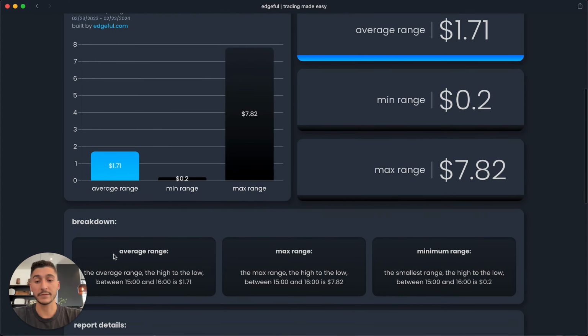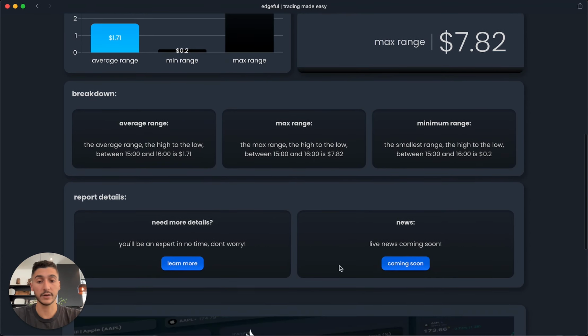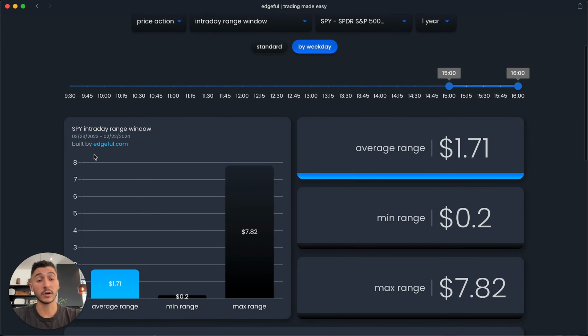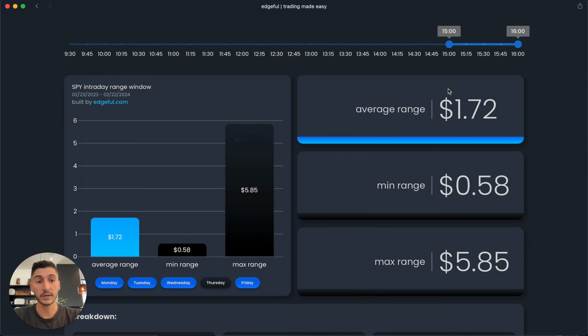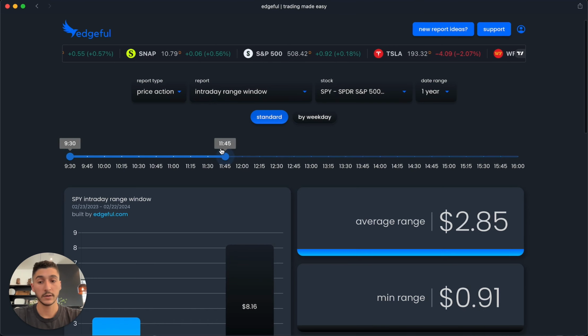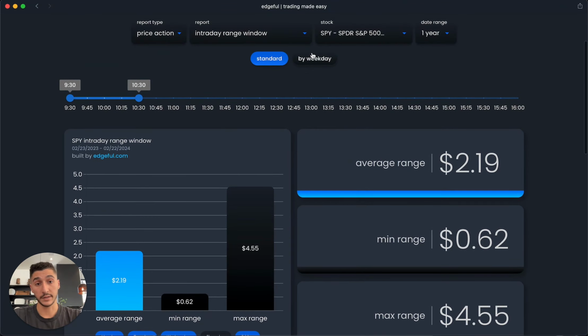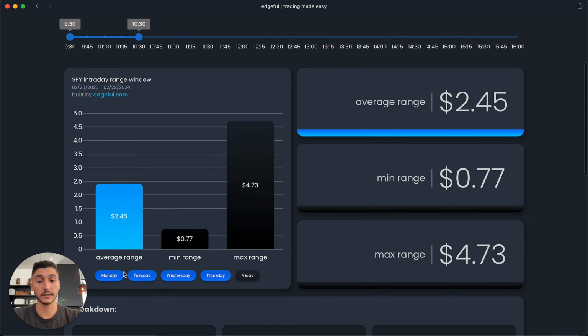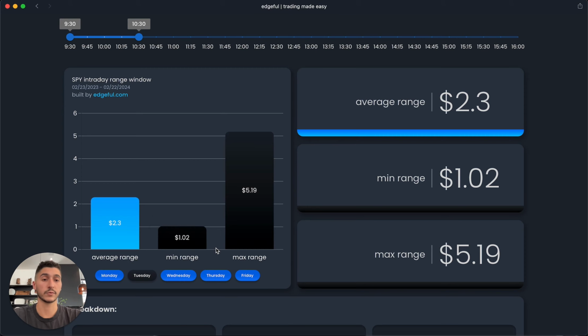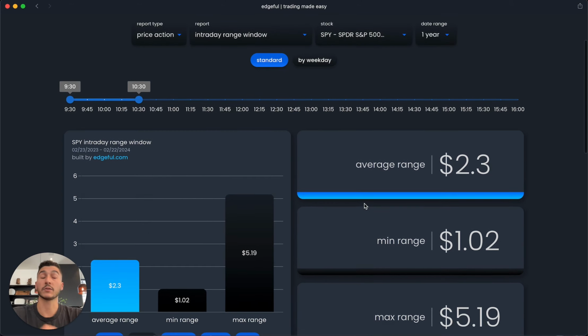So we also have the verbal explanations of everything down here. We have a little more detail in this section over here. And you can also use this report by weekday. So then you can select, okay, if I only like to trade Thursdays and I want to trade the first hour, then now we're on the by weekday toggle here. If we go to Thursdays, now you can see the difference by weekday. So every weekday has a slightly different range, and this report really helps you understand and set the right expectations for the time that you're trading in.